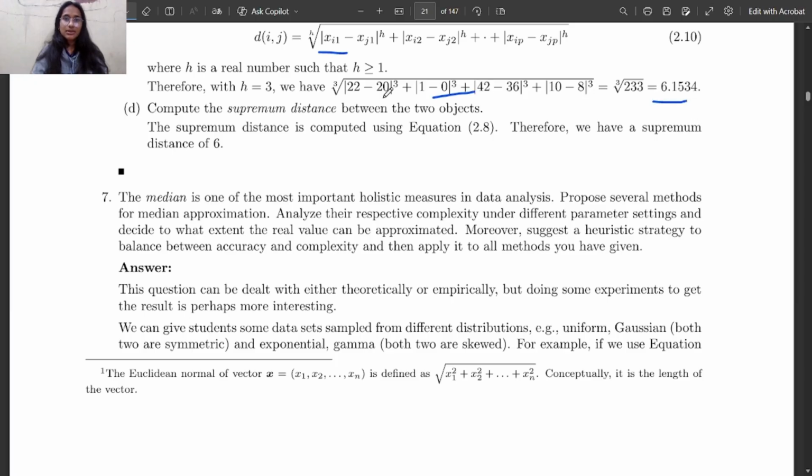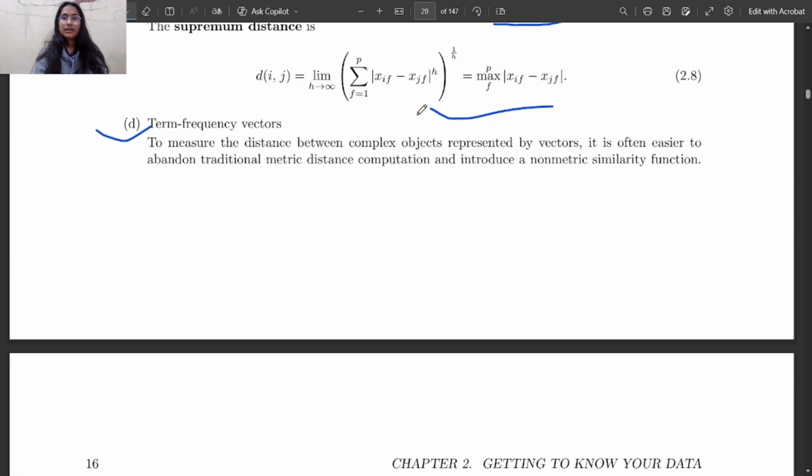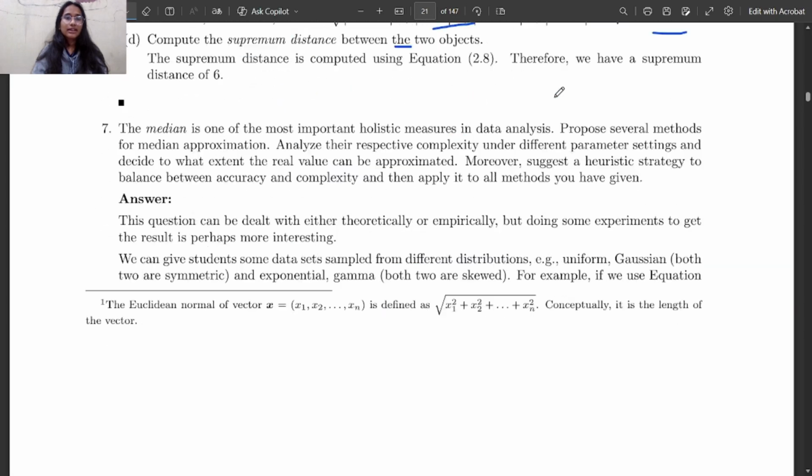Last, the Supremum distance between the two objects. The Supremum distance measures the maximum coordinate difference and is computed using equation 2.8. Therefore, we have a Supremum distance of 6. Here is the formula for Supremum distance, 2.8. So on using this formula, we get the answer as 6.